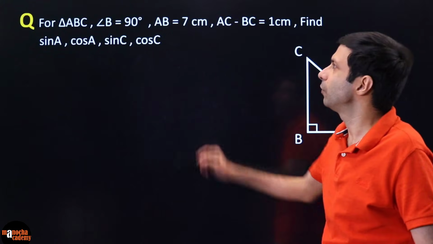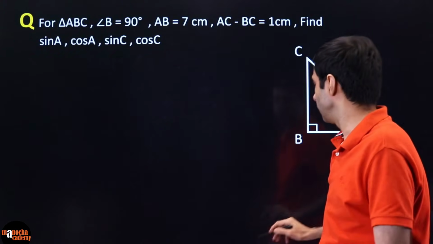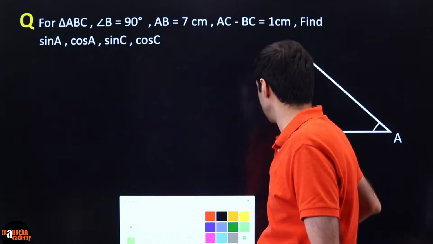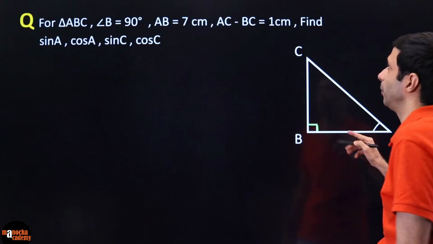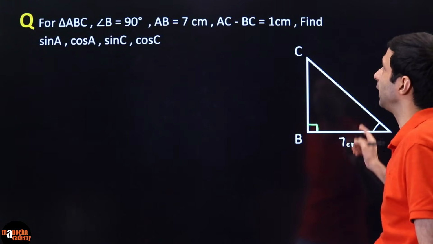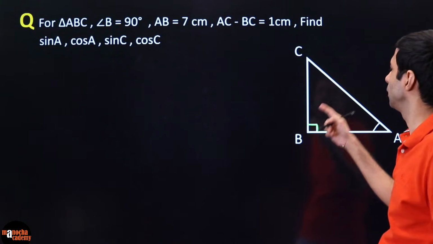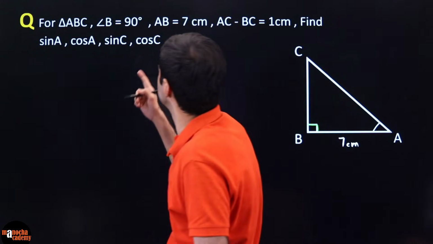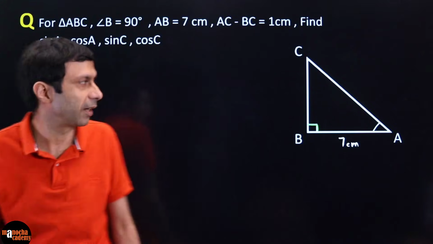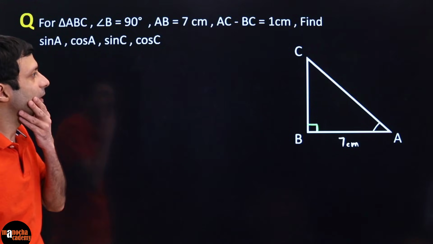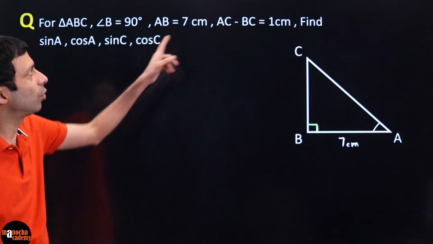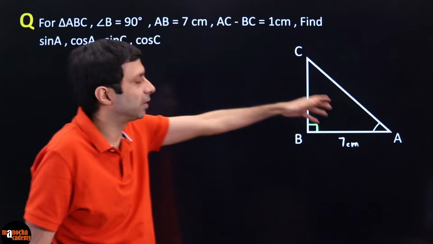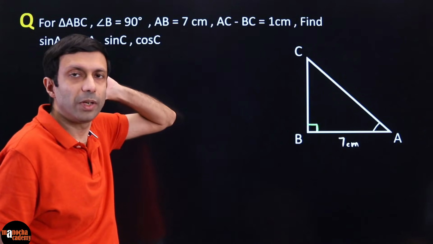So here's one more question where you have been given triangle ABC, angle B is given to you as 90 degree. And always mark everything in the diagram. What else has been given? AB is 7 centimeter. AC minus BC is 1 centimeter. We need to find sine A, cos A, sine C, cos C. So how do you do that? The problem is you don't know the other two sides, you know only the difference, AC minus BC. Obviously AC is bigger, right? It's the hypotenuse. So what do I do here?